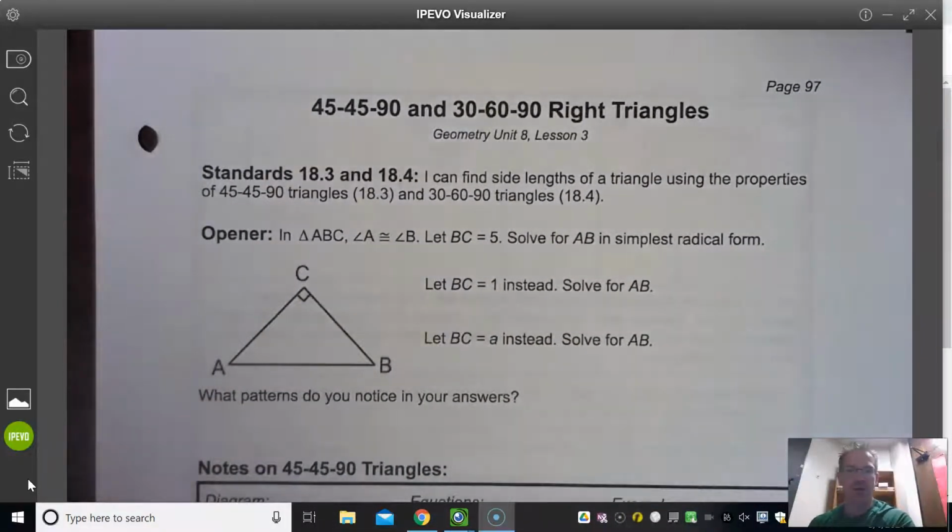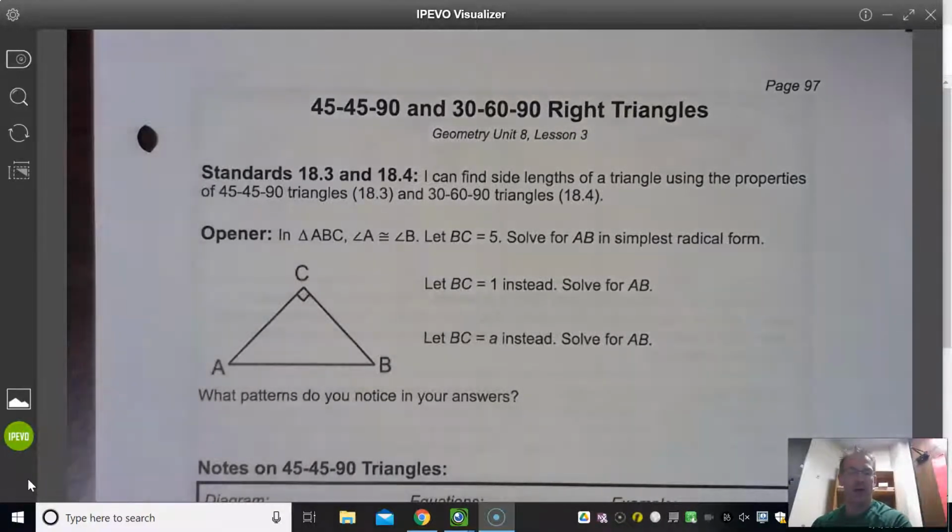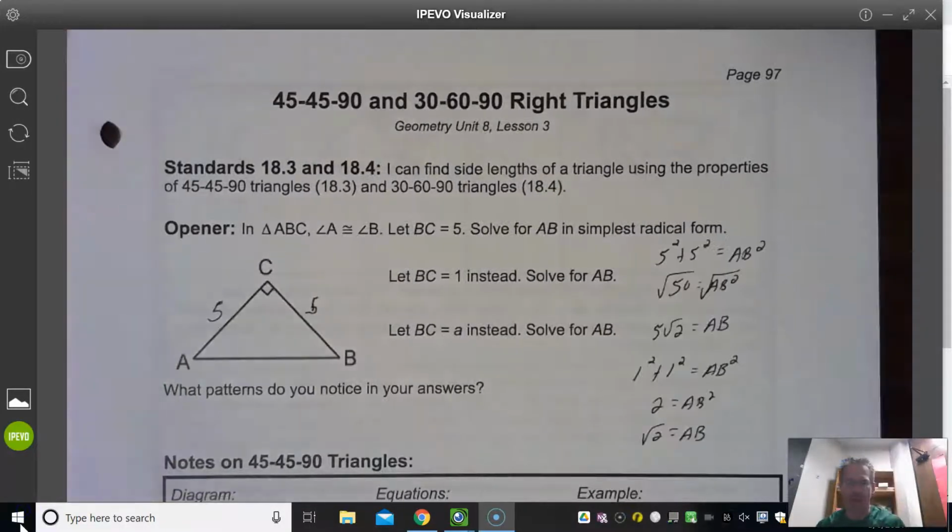So what I want you to do is go ahead and do the opener here. You can pause the video, flip it back on, and we'll see how you do. Then we'll go into the development of the relationships in those two special triangles. All right, so let's see what you did.